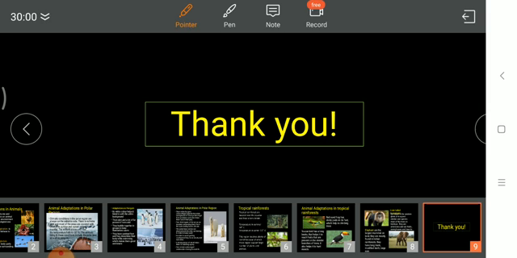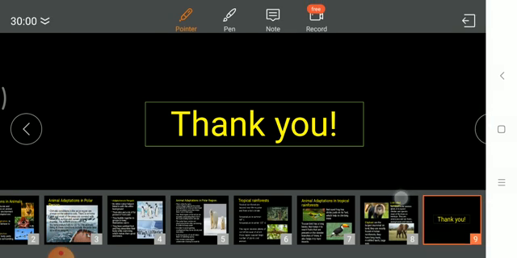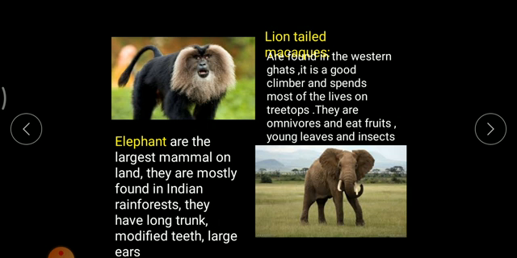Then we have seen adaptation in the polar region. Then we have seen some animals like polar bear and penguins, how they start to live in the polar region. Then lastly we have seen what tropical rainforest conditions are and different animals like lion-tailed macaques and elephants. These were certain animals which we have studied.